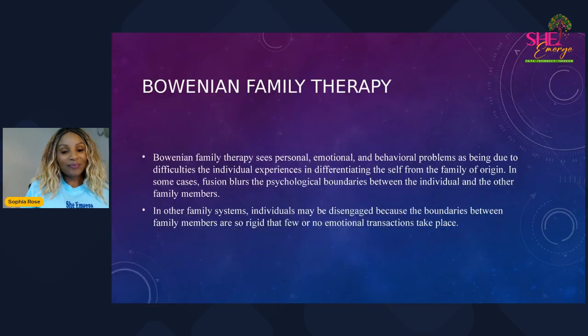Let's delve into it. What is the goal of a Bowenian family therapy? Bowenian family therapy sees personal, emotional, and behavioral problems as being due to difficulties the individual experiences in differentiating the self from the family of origin. In some cases, fusion blurs the psychological boundaries between the individual and the other family members. In other family systems, individuals may be disengaged because the boundaries between family members are so rigid that few or no emotional transactions take place. This is very important for us to notice in a Bowenian family therapy context.